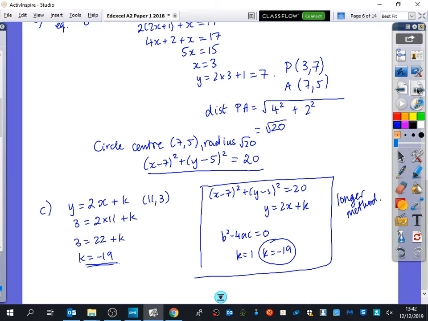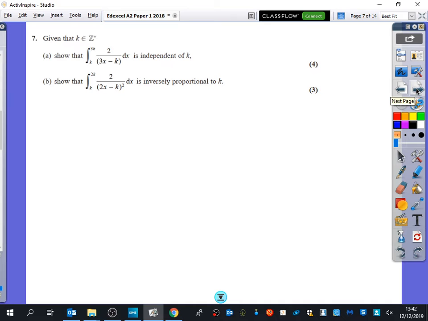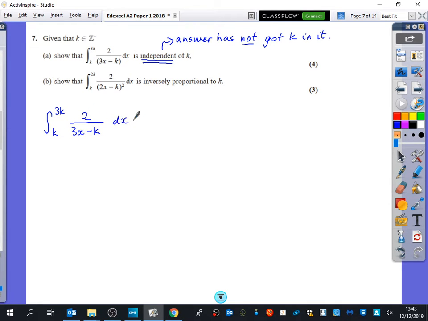Okay, next question. This one, we actually would probably be able to do now. So if you're in my group, this is interesting for you to have a look at. We're going to integrate this particular function between k and 3k, and we're trying to show that it's independent of k. This will mean that the answer has not got k in it. It means it doesn't matter what k is, you're never going to get k in the answer. So we're going to integrate between k and 3k, 2 over 3x minus k with respect to x.